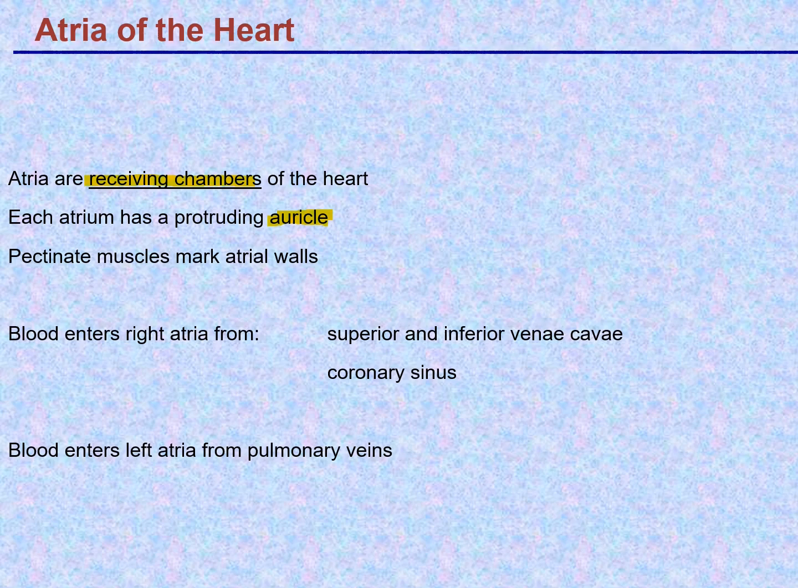There are muscles that mark the walls of the atria. They're fairly large muscles. You'll see them soon. They're also in the ventricles, actually. Blood enters the right atria from the superior and inferior vena cava. I told you that. And then another area it comes from is the coronary sinus. The coronary sinus is positioned on the posterior side of the heart. It receives its venous return from the coronary circulation.